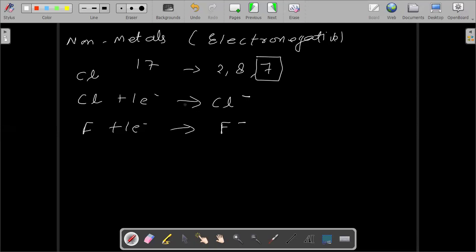So this is chloride. Fluoride ions are formed. Now, the bond between a metal ion and a non-metal ion can be established. And we have seen that metal has donated electron, whereas a non-metal has accepted electron. So such a bond formed is called an ionic bond.